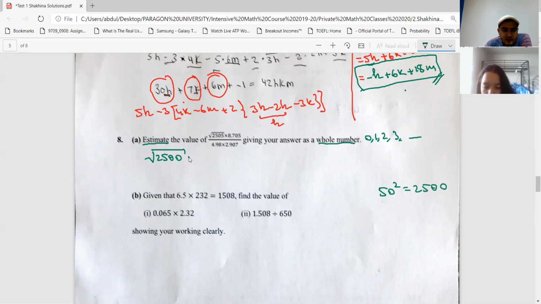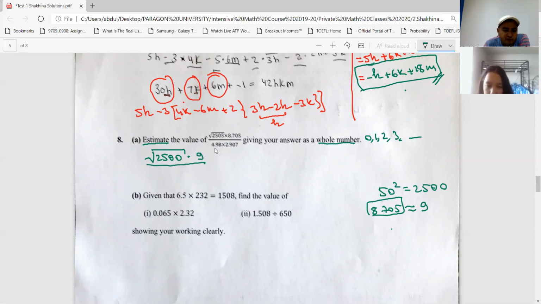Times, how about this 8.705, Shahina? Can you estimate this? 8.700. It is just 9. Oh yeah, this is 8.7, right? That is close to 9. So I'm just estimating this. Because if you go to the market, let's say you see a piece of cheese, for example, that's half kg is 8.75. You say that, approximately I will need $9, right? You should just take $9. So that is 9 here.